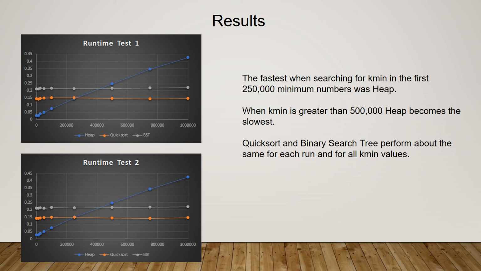In data where duplicates are expected, the binary search tree performs fairly consistently for varying k values, whereas in cases where duplicates are not present, we would expect the binary search tree algorithm to perform slower as k grows, which is similar to the heap algorithm.